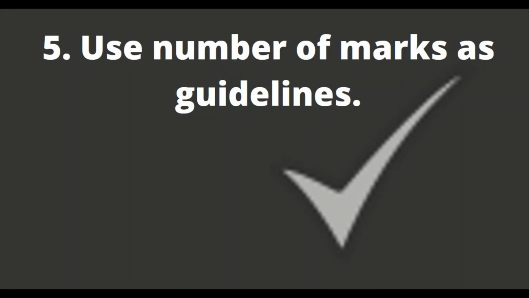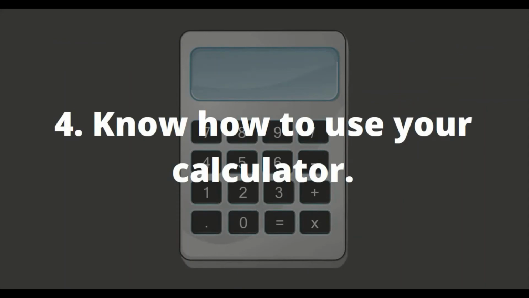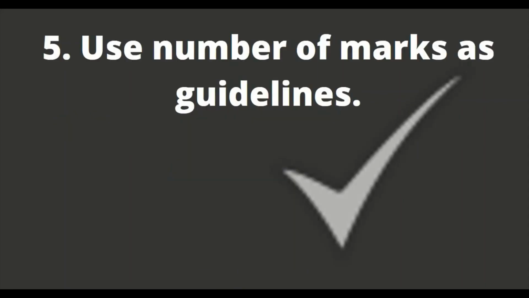So remember, if it's 3 marks, the formula is 1 mark, the substitution is another mark, and the final answer is another mark. So instead of doing calculations individually, you can just substitute everything into one formula and put it in your calculator so that you can save time.